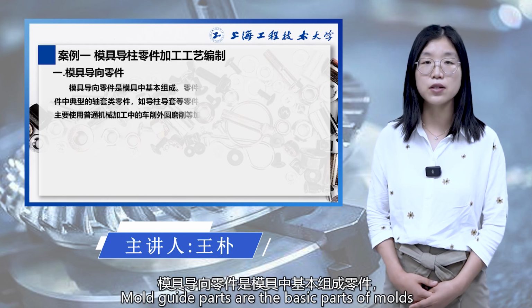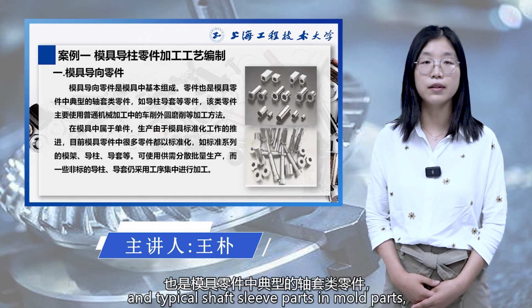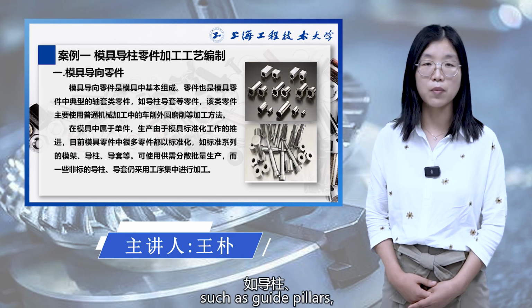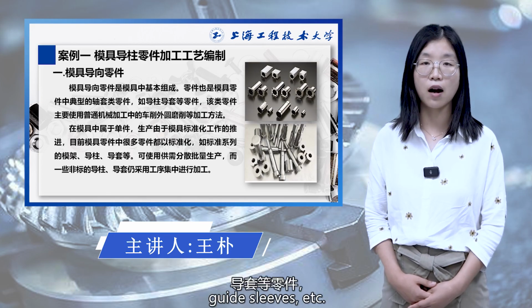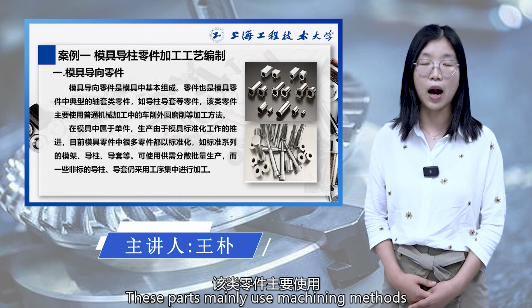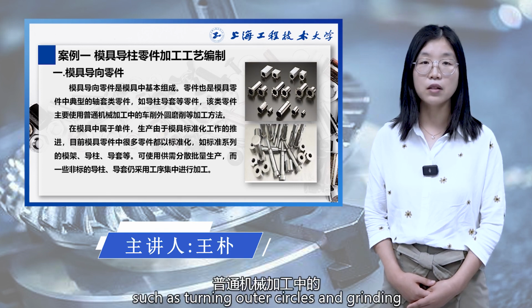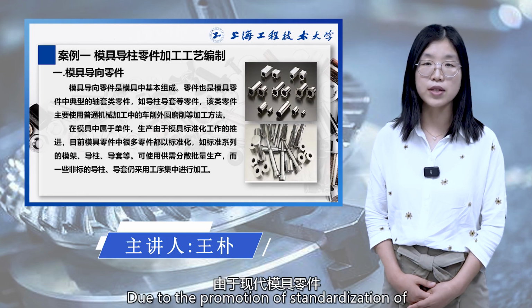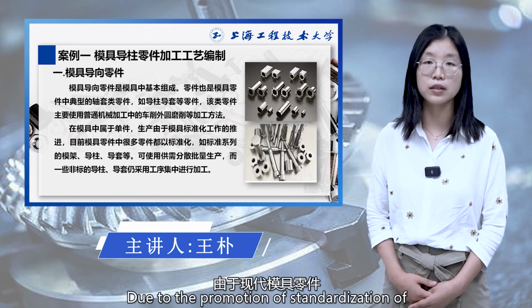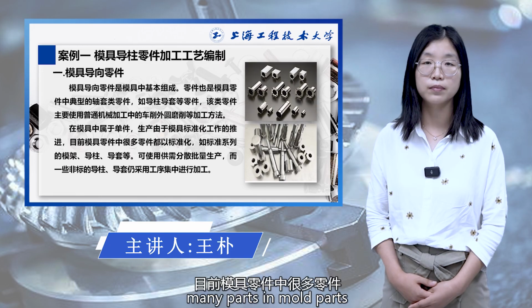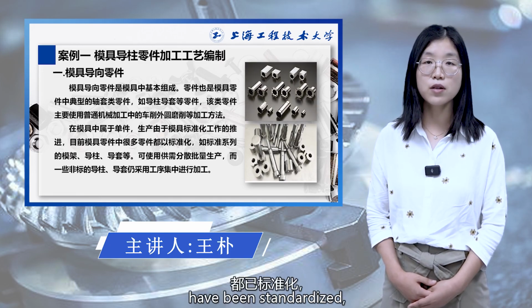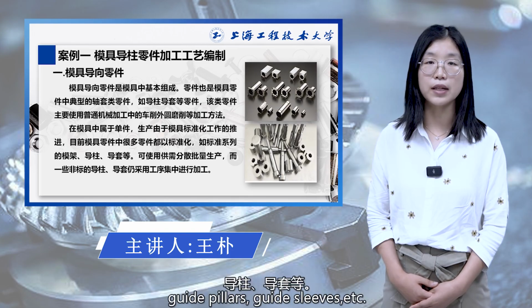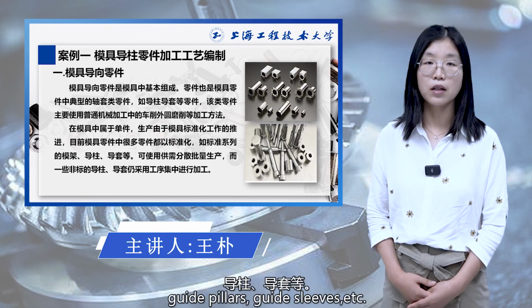Mold guide parts are the basic parts of molds and typical shaft sleeve parts in mold parts, such as guide pillars, guide sleeves, etc. These parts mainly use machining methods such as turning outer circles and grinding in ordinary mechanical processing. Due to the promotion of standardization of modern mold parts, many parts in mold parts have been standardized, such as the standard series of mold frames, guide pillars, guide sleeves, etc.